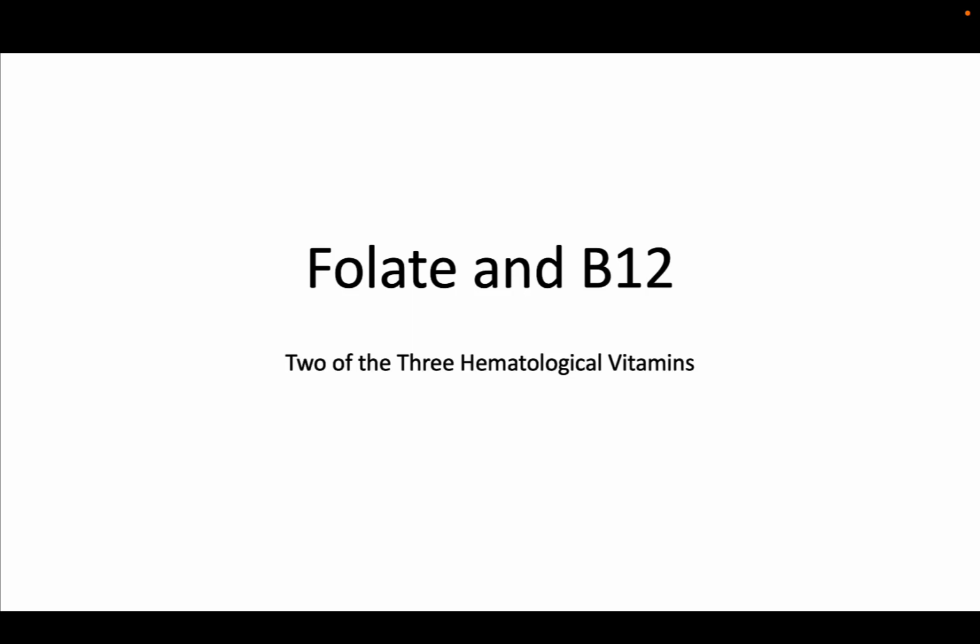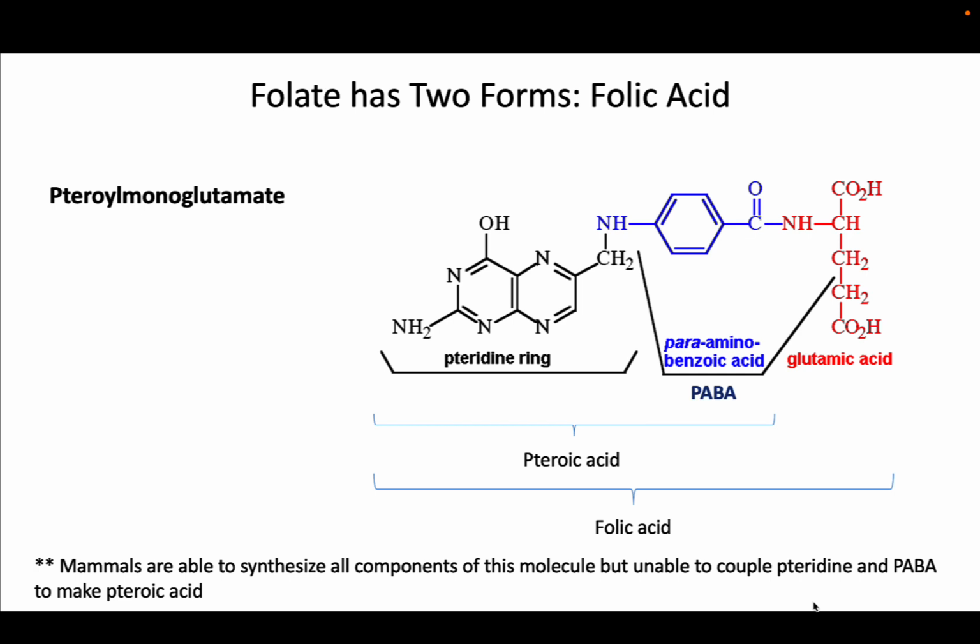Over the course of the next 2 lectures, we'll be covering folate and B12. These are 2 of the 3 hematological vitamins, meaning that when deficient in these, you'll result in having a form of anemia. Folate has 2 main forms in the diet, and it depends on if it's coming from supplements or whole foods. So here we're looking at folic acid.